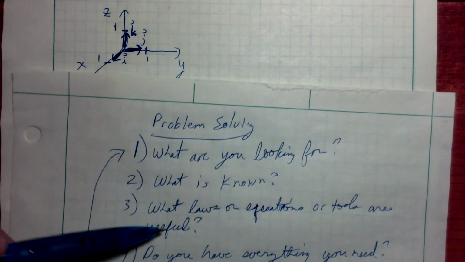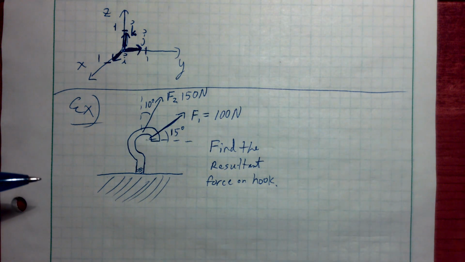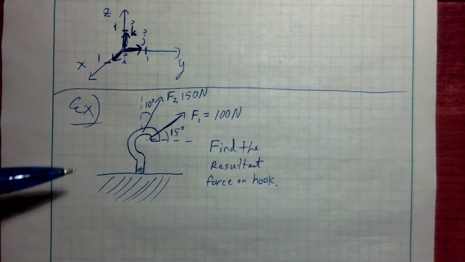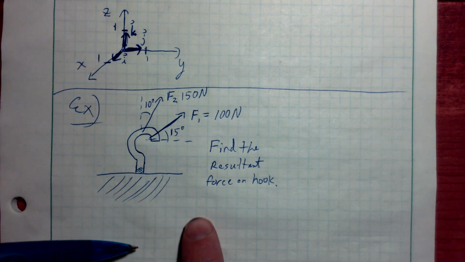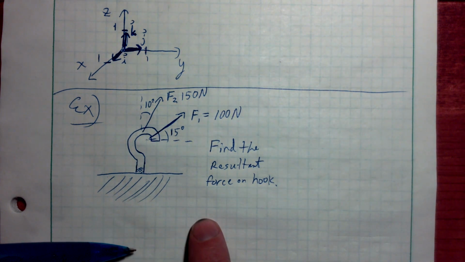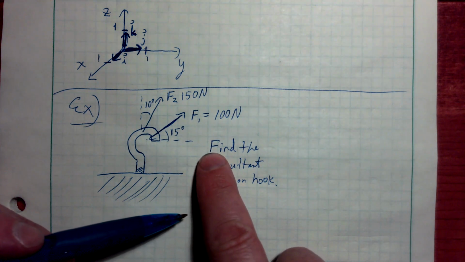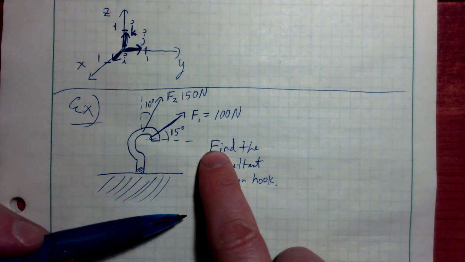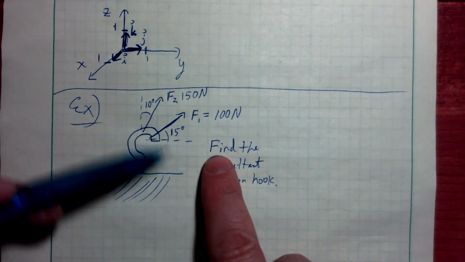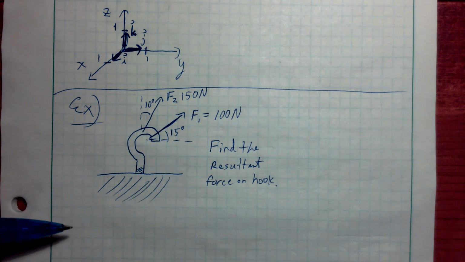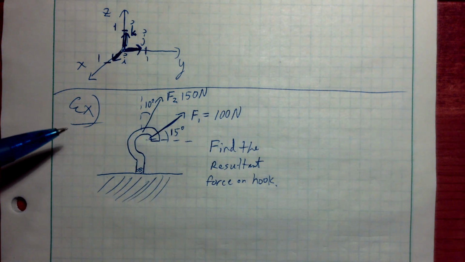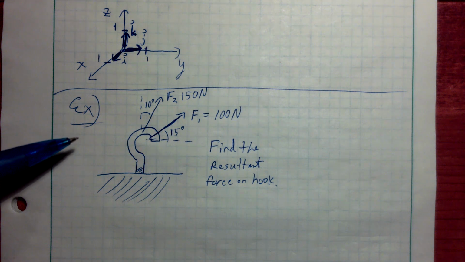Okay, what laws or equations, rules, tools do you have that might be useful? Well, we've talked about vector operations, and if I wanted to bust out a ruler and a protractor, I could draw a vector down here roughly 100 millimeters long at 15 degrees, and then draw another vector on top of that, roughly 150 millimeters long, 10 degrees from vertical, and graphically add them together, measure the resultant, measure its angle, measure its magnitude, and that would be just fine. Right? And that would be a way to do it.